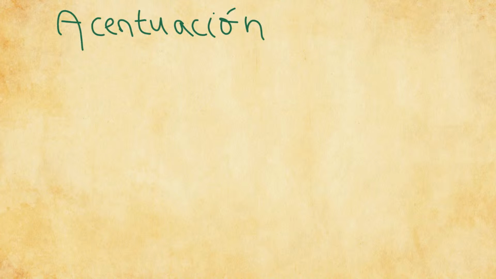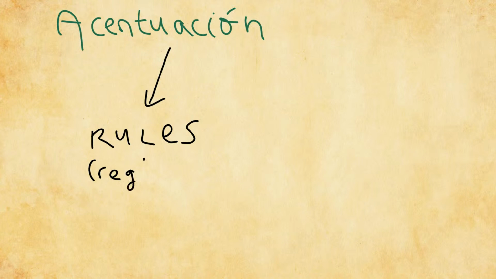So in terms of accents, we can divide Spanish words into two groups. The first group is a group that follows certain rules. Okay, rules. If you want to know how it is in Spanish, it's reglas. And then there's a second group that does not follow rules. No rules.